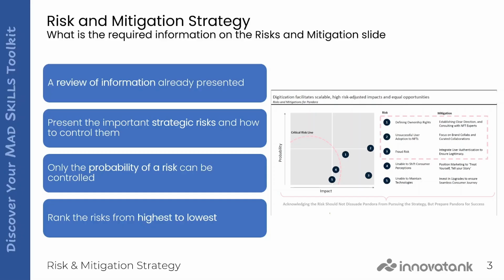And what you want to do, unlike the slide that you see associated with this, is make sure that you present them from highest to lowest. So the most impact with the highest probability is risk number 1, followed by number 2, number 3, etc. Here, they seem to have mixed up 1 and 2. So their most important risk, which should be at the top of the list, is number 2.